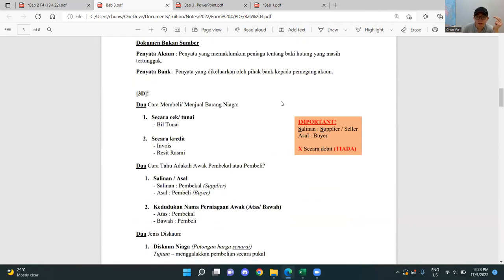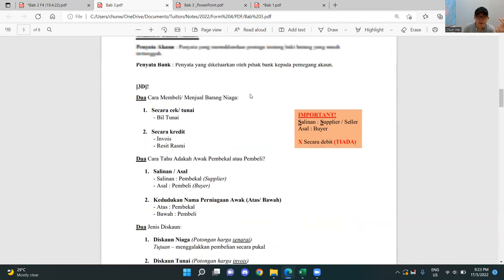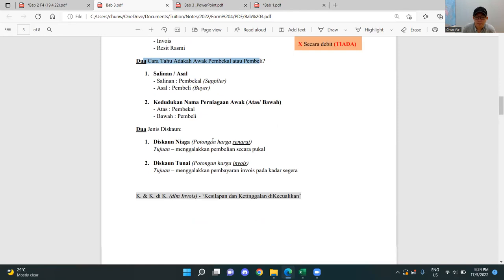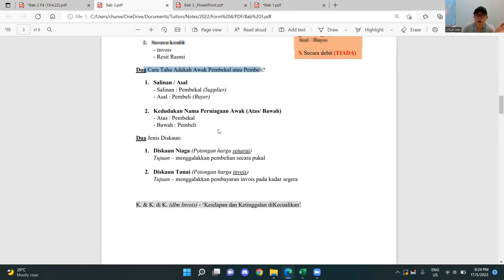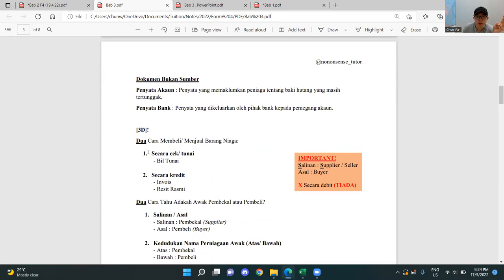And then in this chapter, we have to learn about something called 3D. 3D is actually what I call the tiga dua, because in this chapter, there are three main things that ada dua punya. So ada dua cara untuk membeli, untuk menjual. And then there's also dua cara untuk mengetahui adakah awak pembekal atau pembeli. It's okay if you don't understand what it is now, but later as we go on, you will know what it is. And then there's also dua jenis discount. So these are the 3D, the tiga-dua.